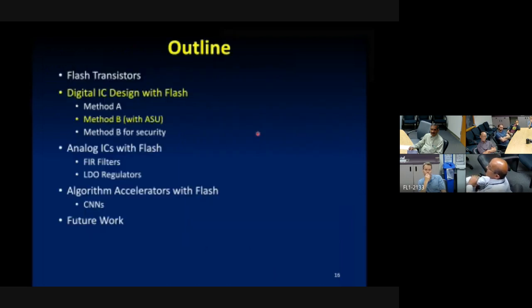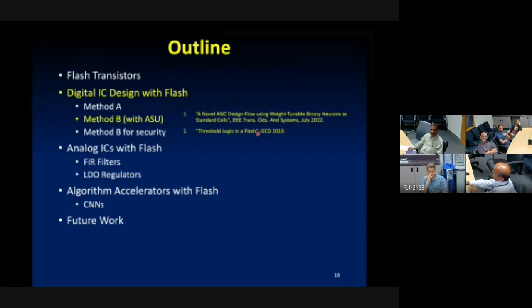All right. Method B, this is something we did with Arizona State. This was over my sabbatical, which was in 2019, just before the pandemic. And then when the pandemic started, I ran back from Arizona to Texas. I didn't want to be stuck in a different town. Anyway, so these are a couple of papers for this.